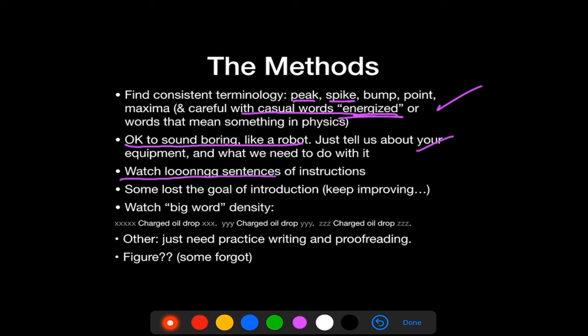Watch out for very long sentences of instructions. No one's able to follow those. I can't. You probably can't either. So break out those long sentences. Don't get too lost in your goal. Remember, stay on focus here. We're trying to tell how to do your experiment.